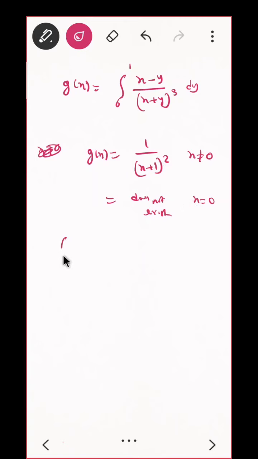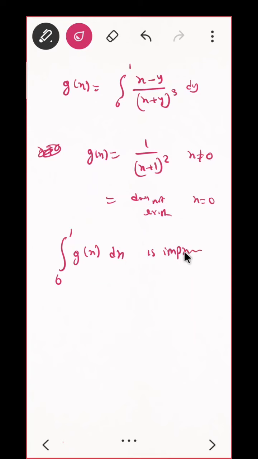If I take the integration from 0 to 1 of g of x dx, you see that this will be your iterated integral, an improper integral, because at x equal to 0 this g of x does not exist. So this is what we wanted to find. That means this is an improper integral.